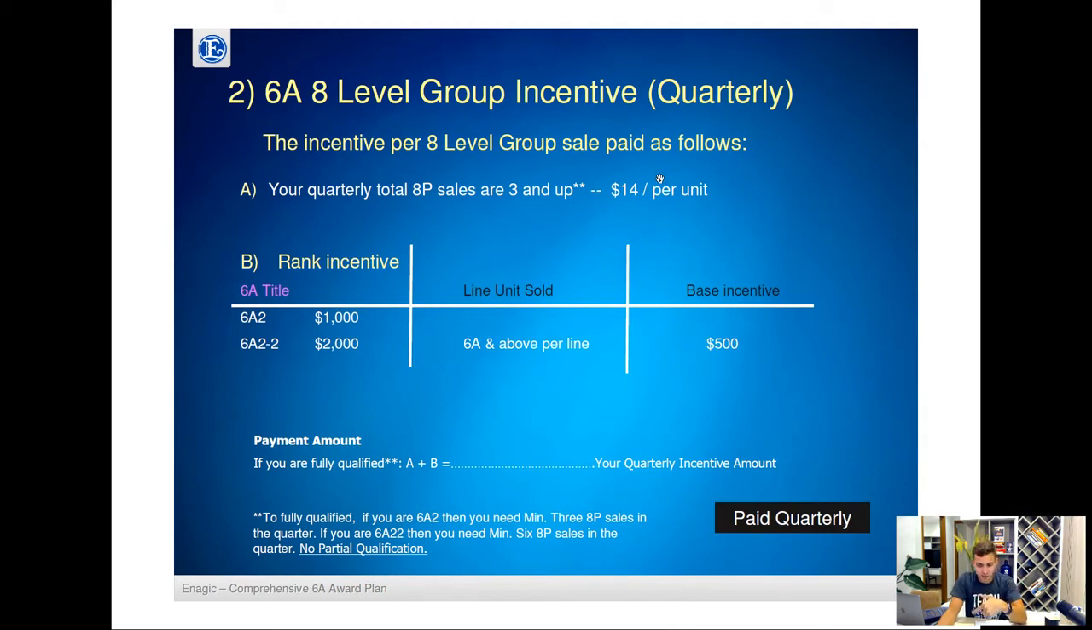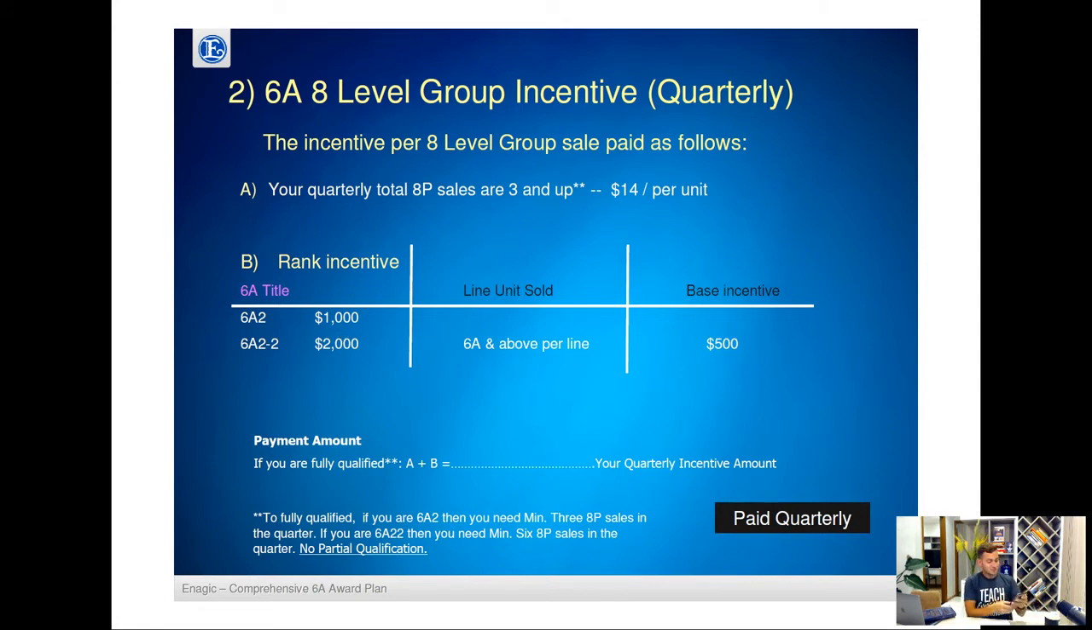We're going to dive into some examples as well. And then B, you have a rank incentive. So at 6A2, you're going to receive automatically, regardless of what happens, $1,000 every single quarter. So that's $4,000 a year. At 6A2-2, you're going to receive $2,000 automatically, no matter what happens.